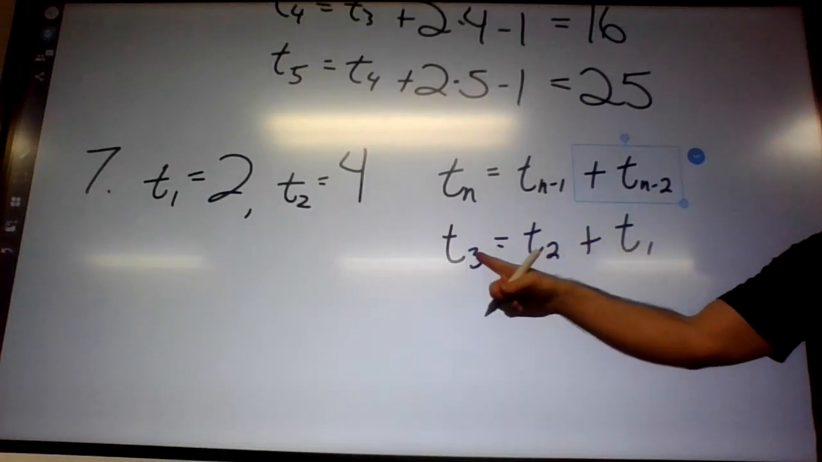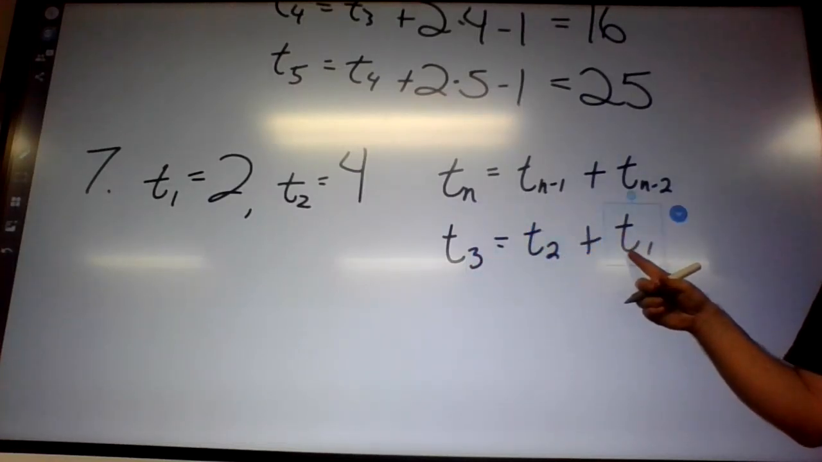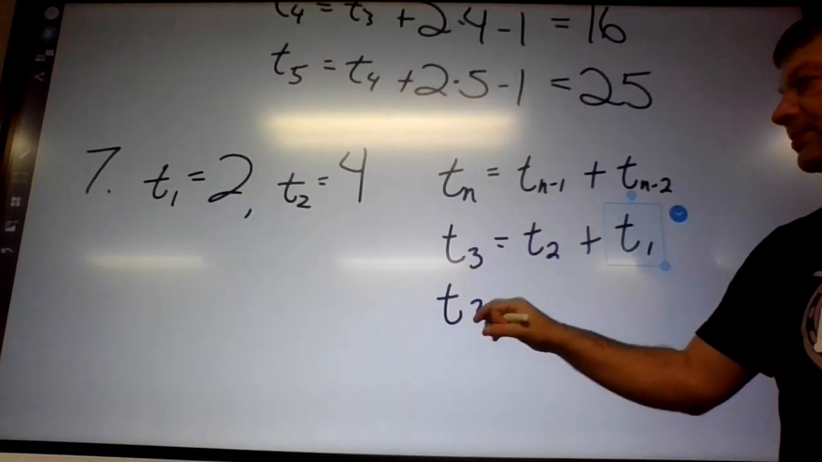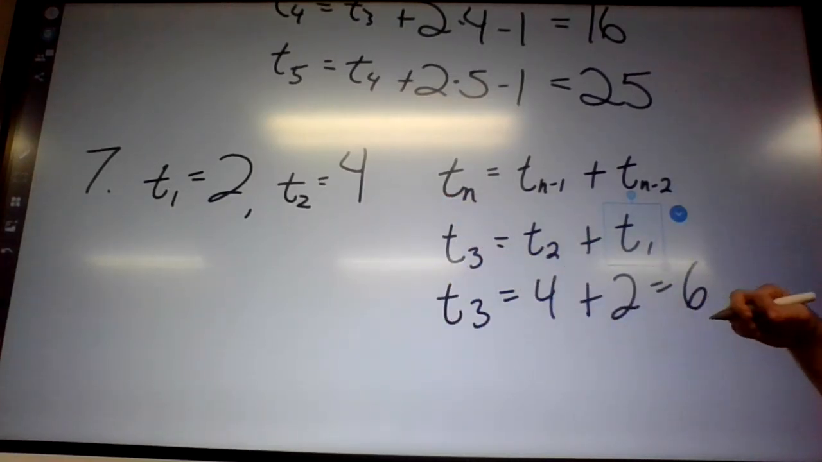So basically, the new term is the sum of the previous 2 terms. Do you guys follow that? So t sub 3 equals 4 plus 2, 6.